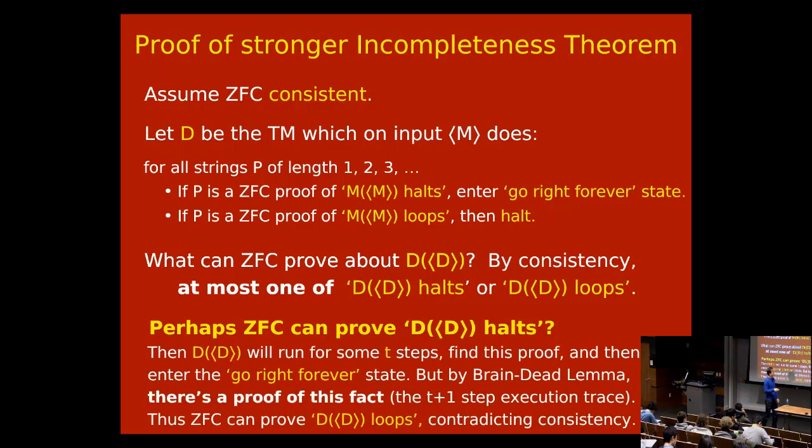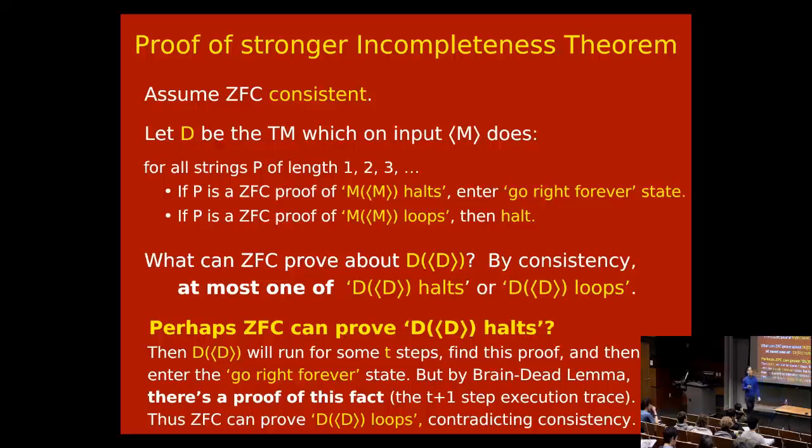Well, again, by consistency, if there's a proof that D of D halts, there's no proof of D of D loops, the negation. So when D starts running on D, it'll never do this line, because there is no proof of D of D loops. And it will definitely eventually do this line, because we're assuming that there is a proof of D of D halts. And what happens when it hits this line, it enters into this go-right-forever state. And so that means, in reality, in truth, D of D eventually hits the go-right-forever state.